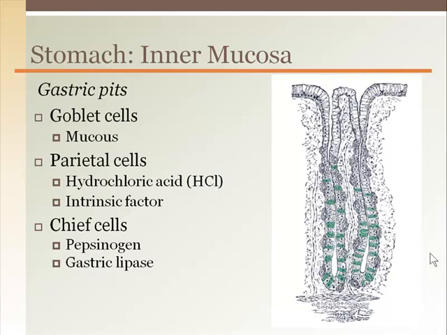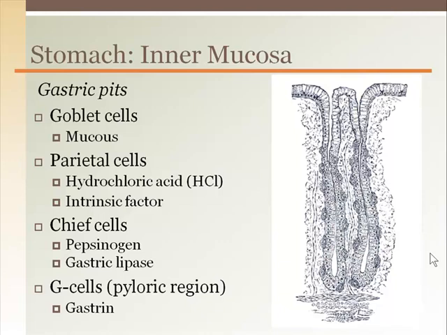Finally, in the pyloric antrum of the stomach, endocrine cells called G cells secrete gastrin, which increases parietal cell production of hydrochloric acid when there is a lot of food in the stomach to maintain the digestion process. Other endocrine cells can be found in the stomach as well.